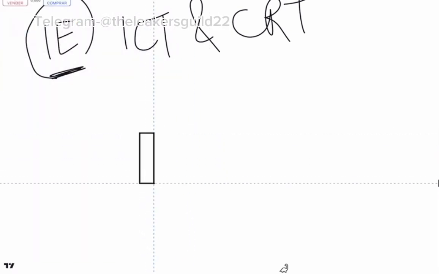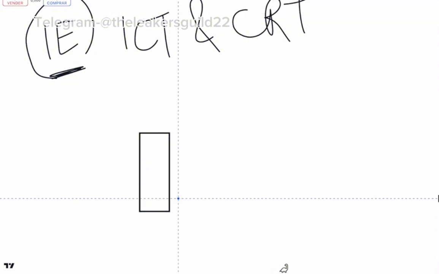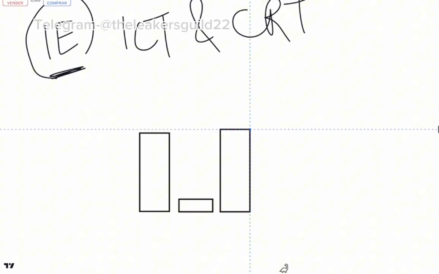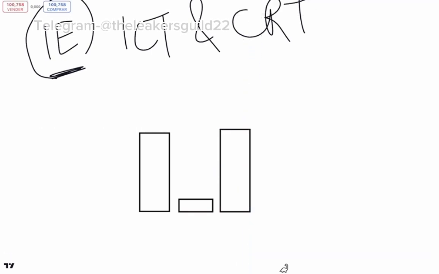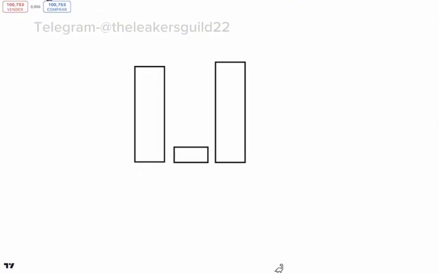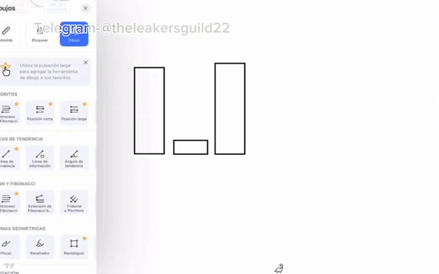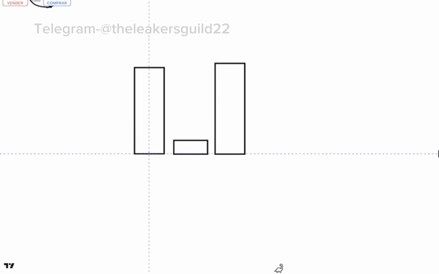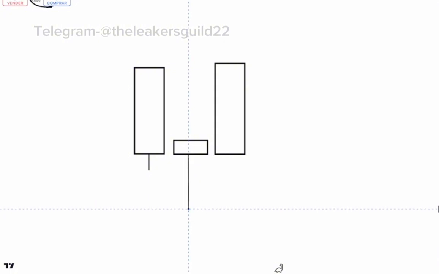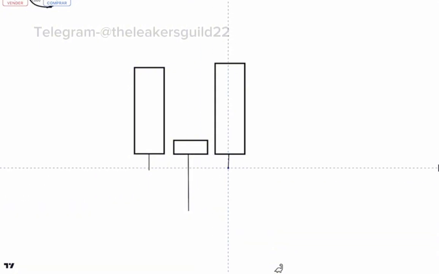As you know, in CRT, one of the key factors is finding the entry. And there's mainly 3 different entries you're looking for. Alright, so you have 3 candles. Right. Okay, so with bullish CRT.